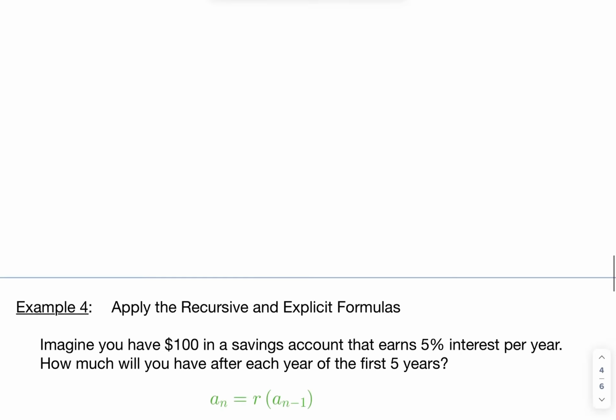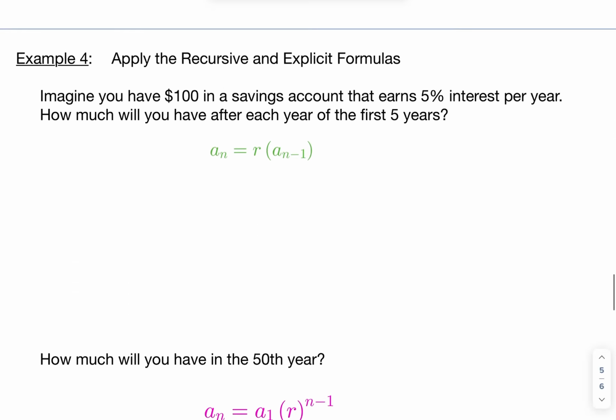Okay, let's take a look at example 4. All right, so we're going to apply the recursive and explicit formulas. So we're going to see both formulas in action. Okay, so imagine you have $100 in a savings account and it earns 5% interest every year. So the question is, how much will you have after each year for the first 5 years?